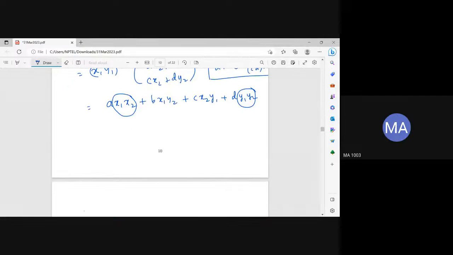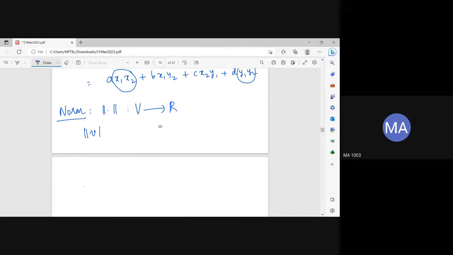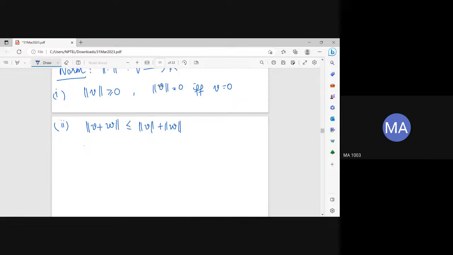Okay, so once we have an inner product, we can talk about lengths of vectors, right? Norm. So when is something a norm? We know the length of any vector is greater than or equal to 0, right? And when is the length of a vector equal to 0? If and only if the vector itself is the zero vector. And we know that the triangle inequality is satisfied: the sum of two sides of a triangle is always greater than or equal to the length of the third side.